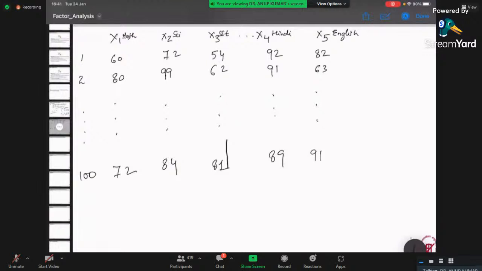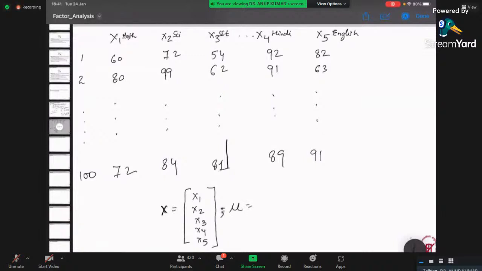Now what I'm trying to say is that this data set X is composed of 5 variables I discussed in the previous slide, where X1, X2, X3, X4, X5 are the mathematics marks, science marks, social studies marks, Hindi marks, and English marks.